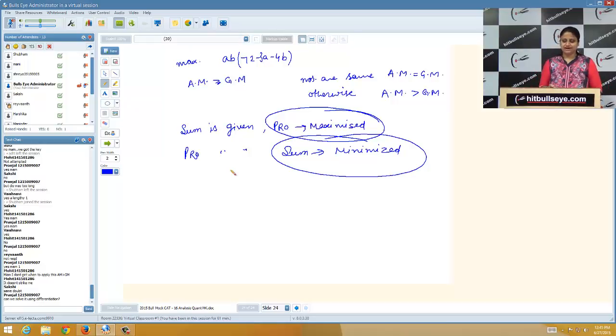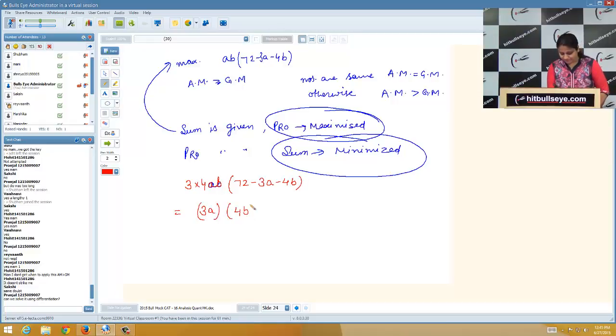Now this is a kind of manipulation. See, this is the first case. So we have to manipulate things here. This is AB into (72 - 3A - 4B). I'm multiplying this by 3 and 4. Why? Again manipulation. I'll make it 3A, 4B. Similar things here: 72 - 3A - 4B.